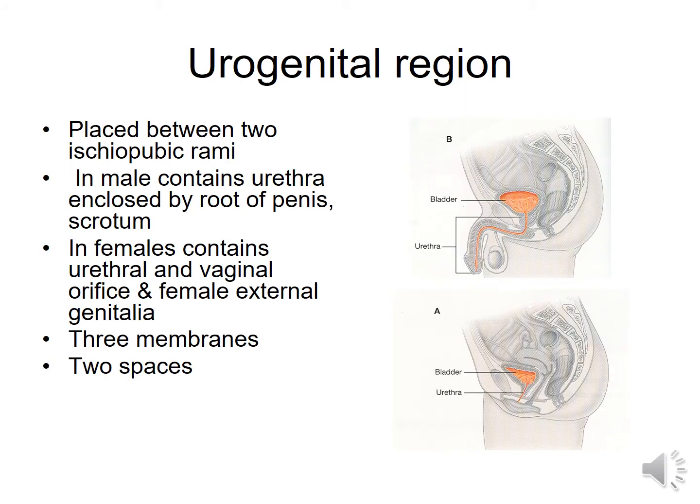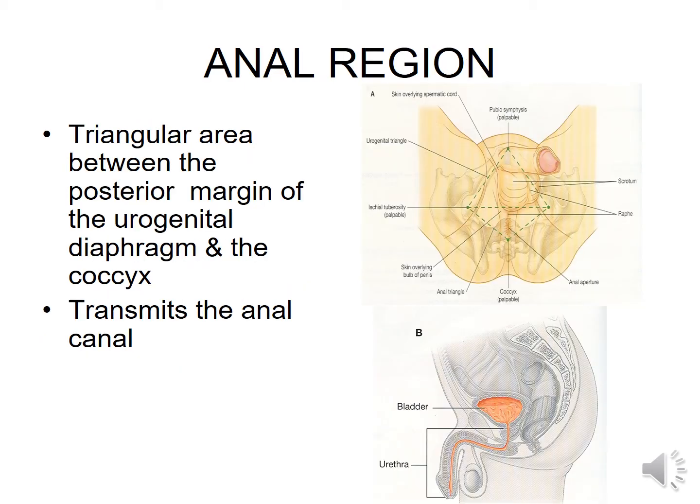So urogenital region contains urethra, and root of penis and scrotum in case of male. In females, it contains urethra and the vaginal orifice and female external genitalia. Then it has two spaces, superficial and the deep perineal pouches, and three membranes. Coming to the second triangle, that is the anal region, which is the area between the posterior margin of urogenital diaphragm and the coccyx, and it transmits the anal canal.